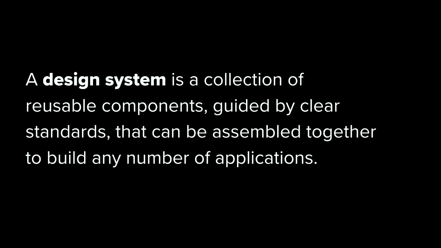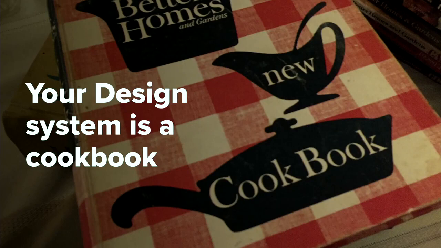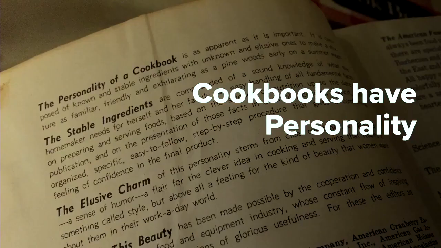So I'm going to paraphrase a quote from this blog post that was brought out by Envision. A design system is a collection of reusable components guided by clear standards that can be assembled together to build any number of applications. I like to say your design system is a cookbook. And cookbooks have a personality.